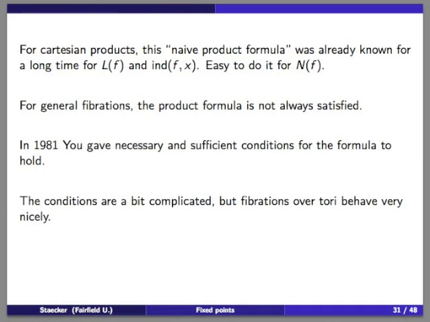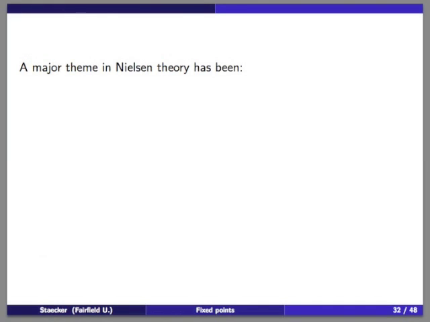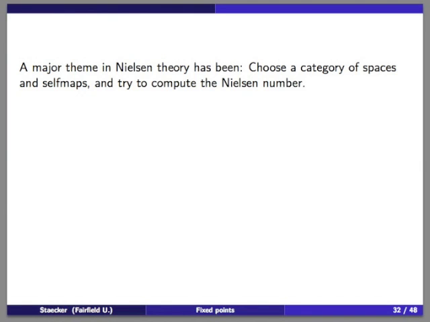I will say specifically, fibrations over tori behave very nicely, and there are nice torus fibrations for nil manifolds that make all of that stuff work. And you can see Phil's talk for some more on fiber methods. He'll probably say fiber that way. But that's American spelling. All right. So here's a major theme in Nielsen theory.